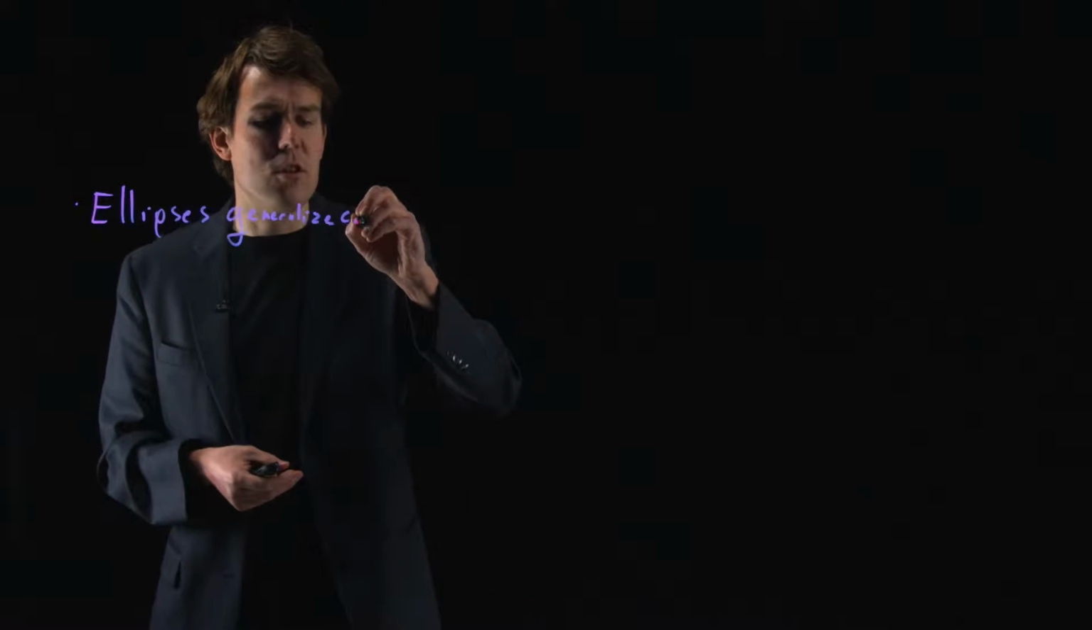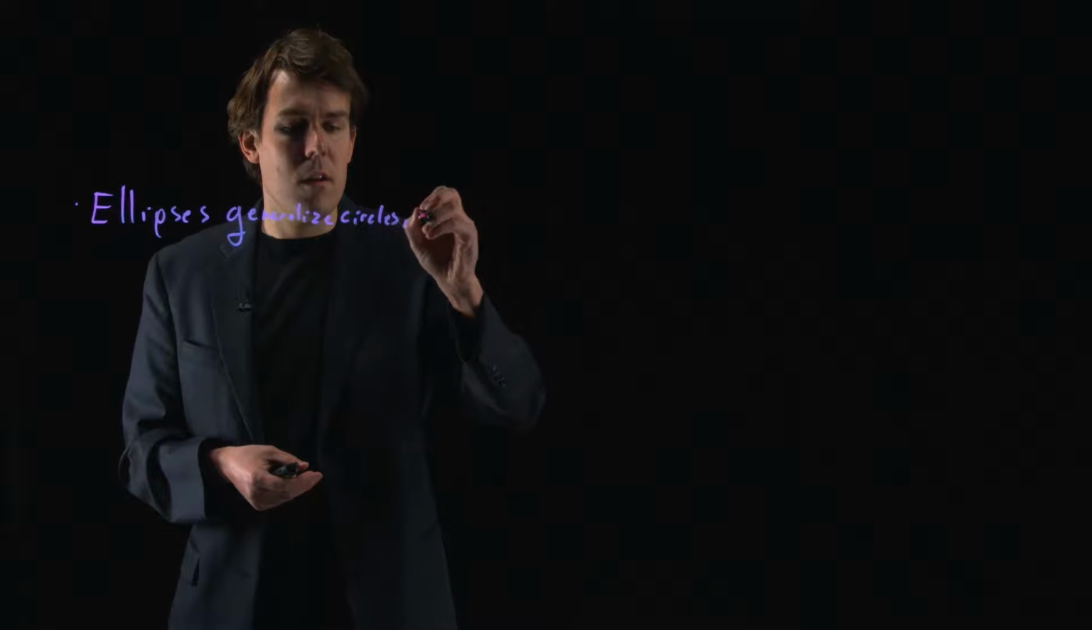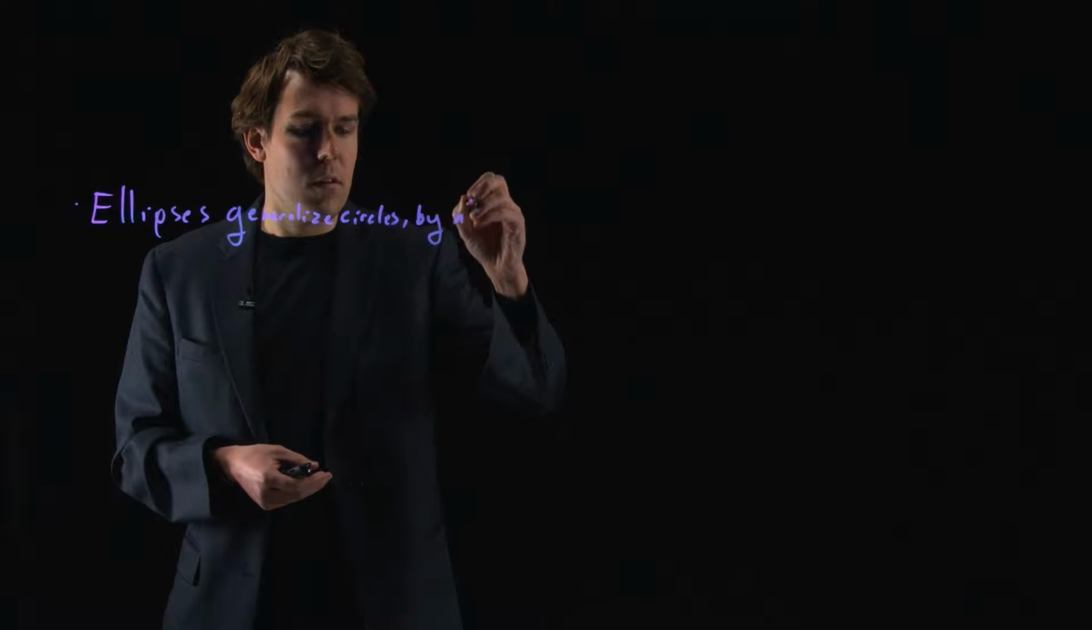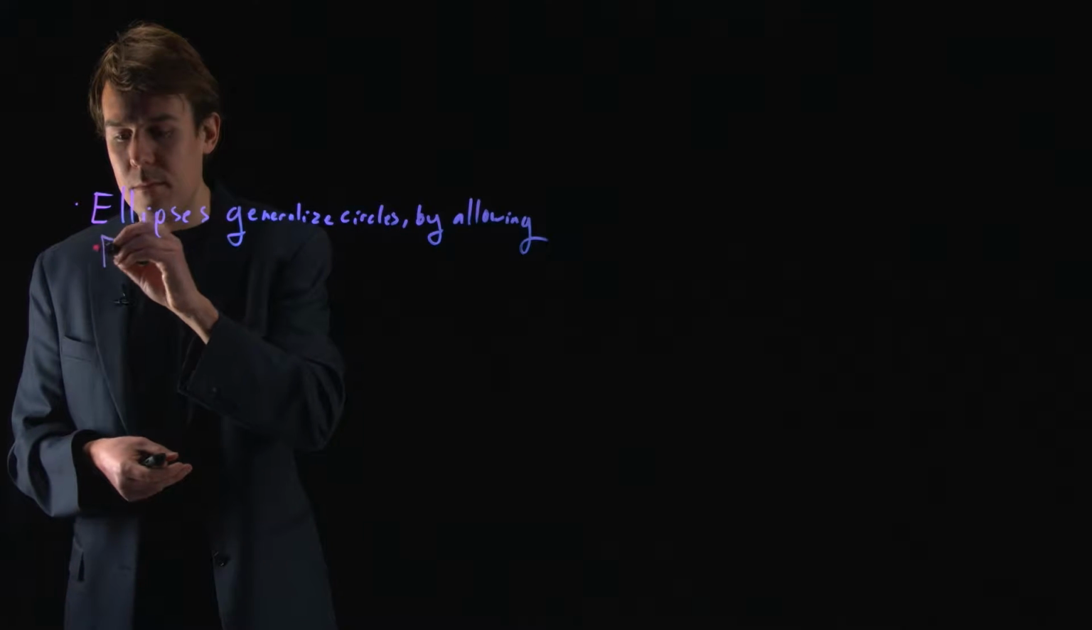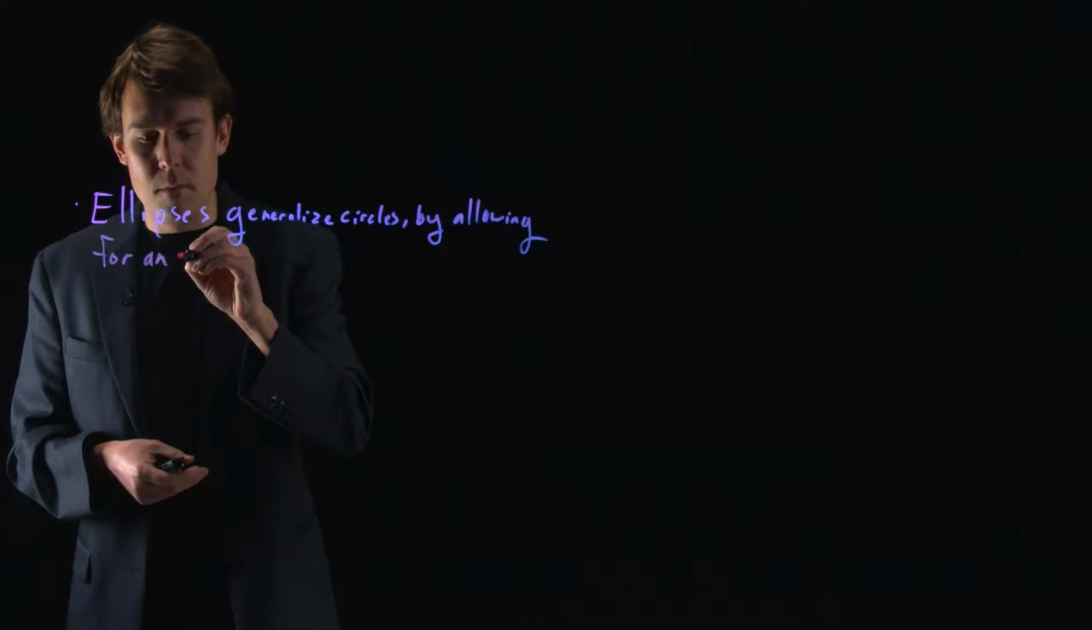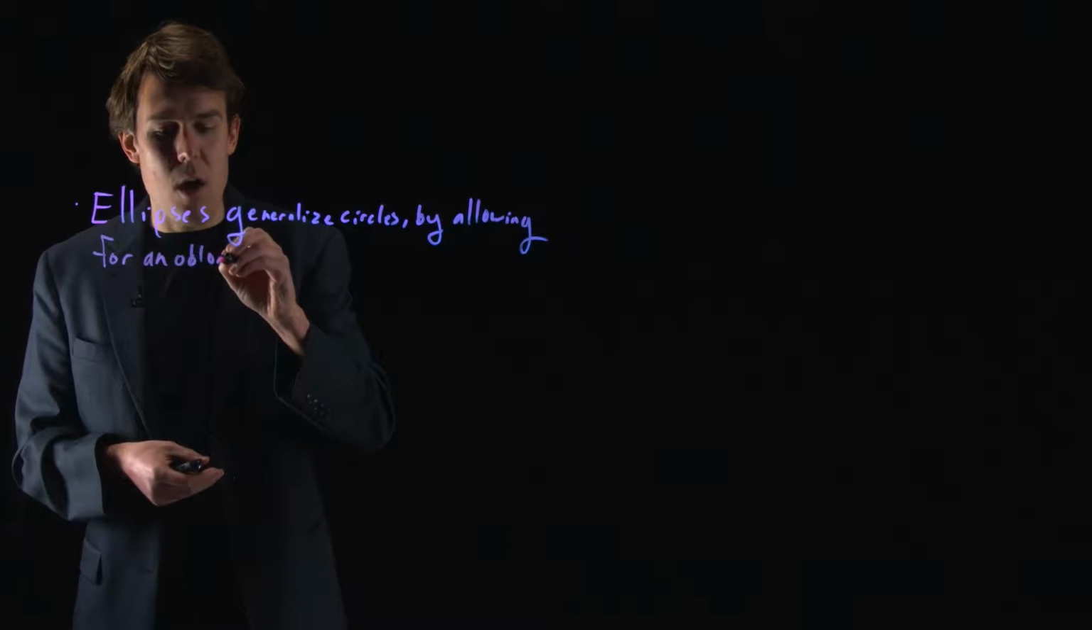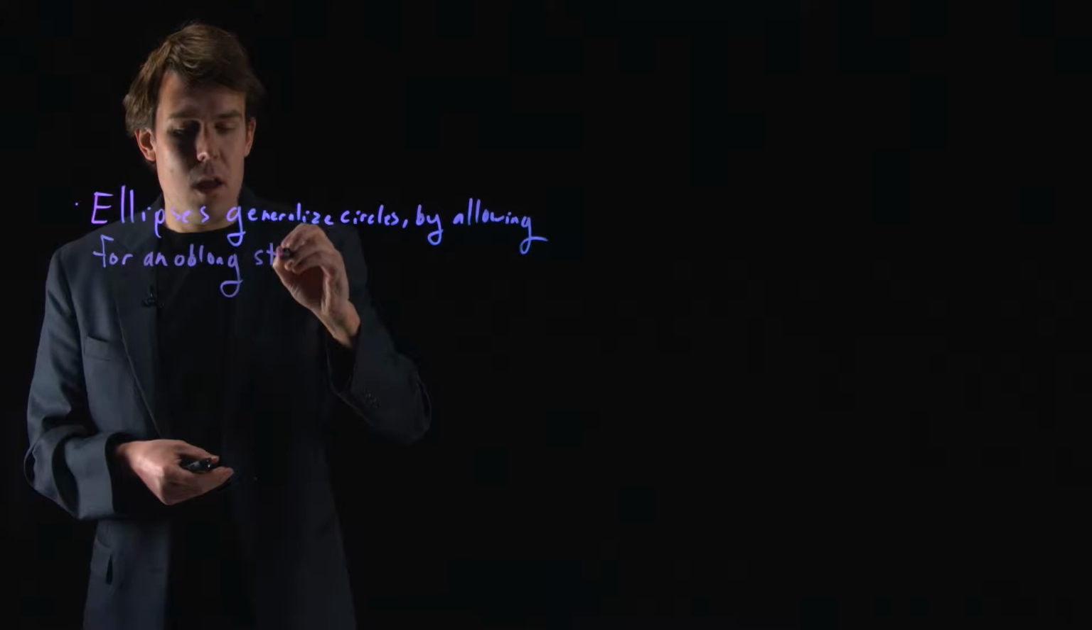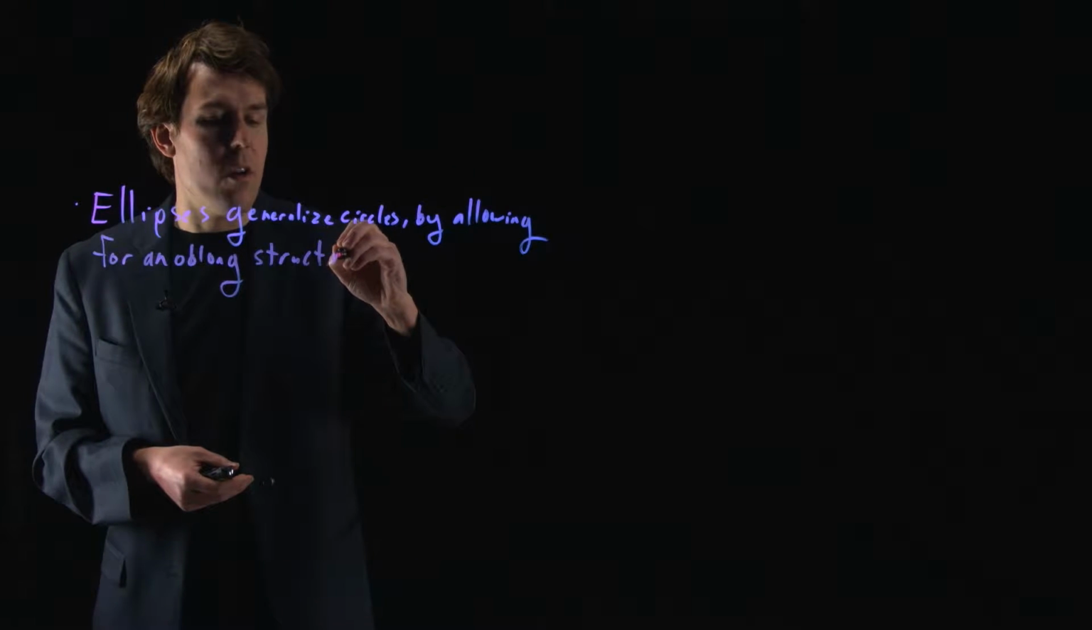Ellipses generalize circles by allowing for an oblong structure in one direction.